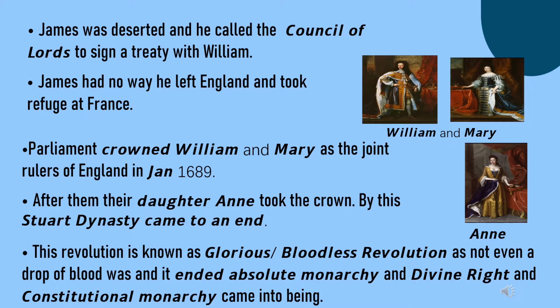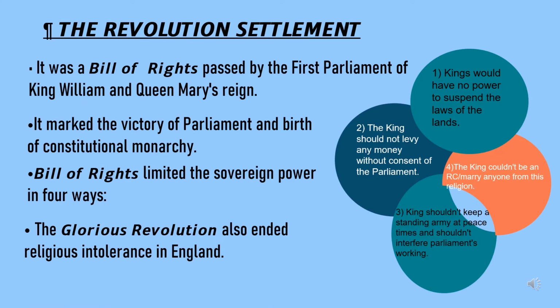This revolution is known as the Glorious or Bloodless Revolution, as not even a drop of blood was shed, and it ended the absolute monarchy and the divine right, and constitutional monarchy came into being after this. The major purpose of the Glorious or Bloodless Revolution that took place in England from 1688 to 89 was to overthrow King James II and to establish the rule of his daughter Mary and William in England.